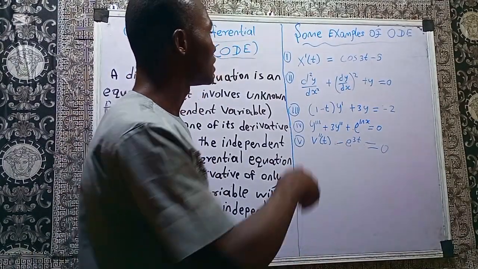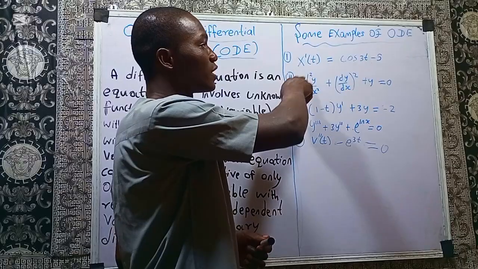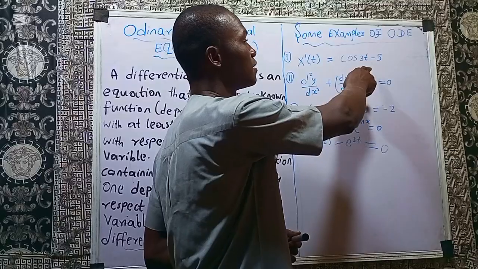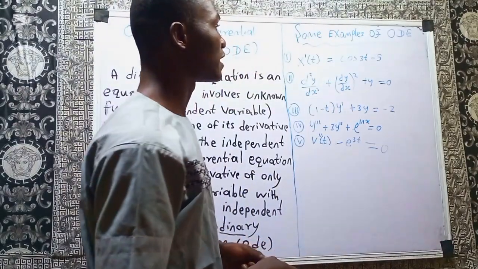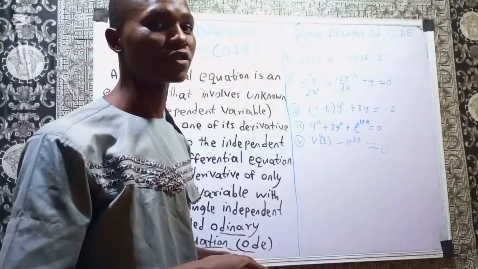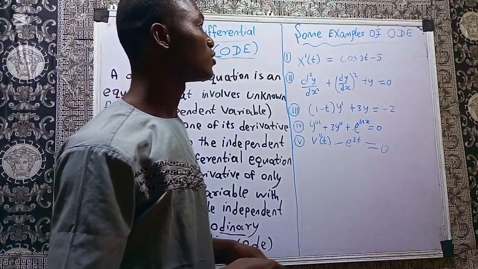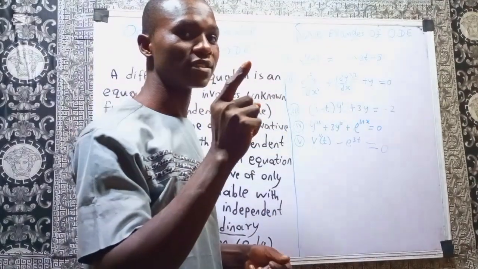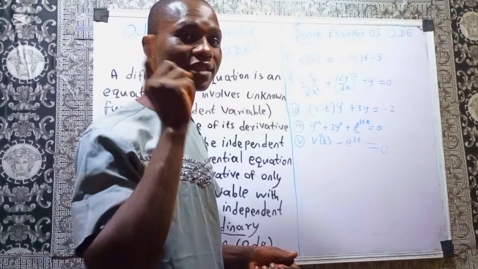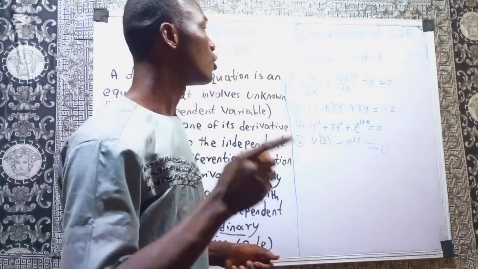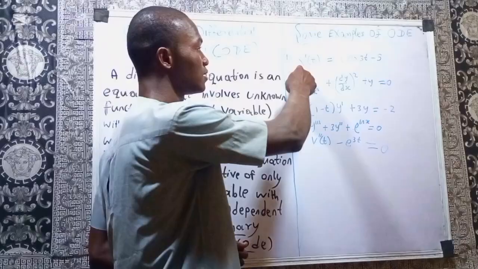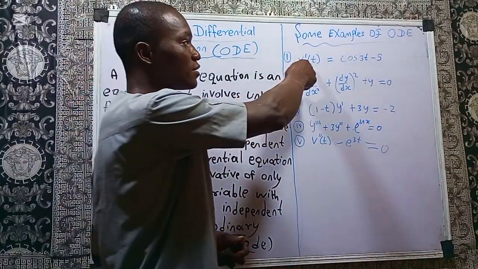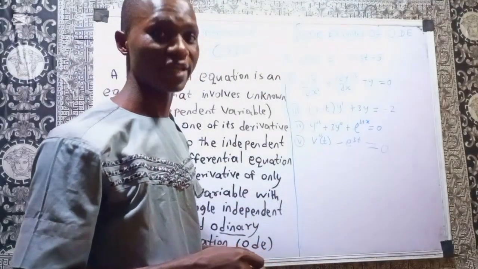You can see the first one I wrote here, x prime of t. We read this as x prime. This is x prime of t is equal to cosine 3t minus 5. So this is a differential equation and it is an ordinary differential equation. Why is it an ordinary differential equation? Because I have the derivative of only one dependent variable. What is that dependent variable? X. X is the unknown function. It is a function of what? T. That is, it is a function of the independent variable.